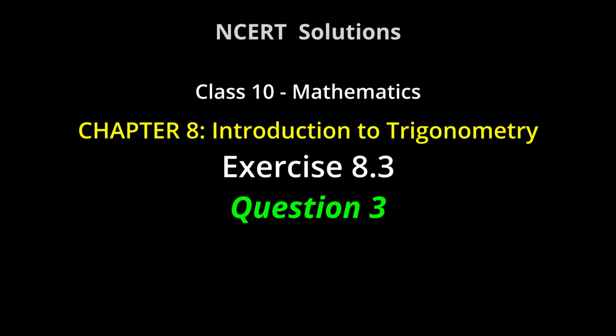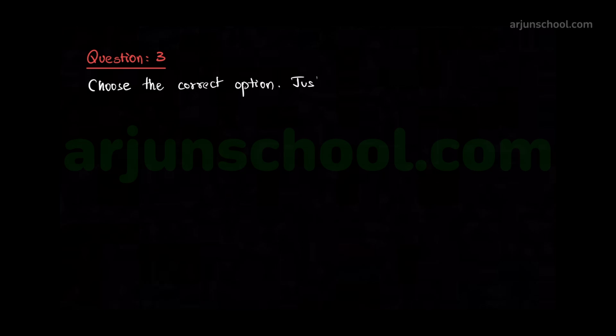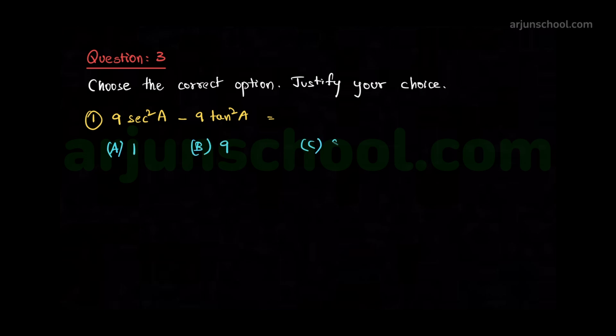NCERT Solutions, Class 10, Maths, Chapter 8, Exercise 8.3, Question 3. Choose the correct option. Justify your choice. To solve these problems, we will use standard trigonometric identities and simplify each expression to match it to the correct option. First problem. 9 times sec² A minus 9 times tan² A is equal to option A 1, option B 9, option C 8, option D 0.